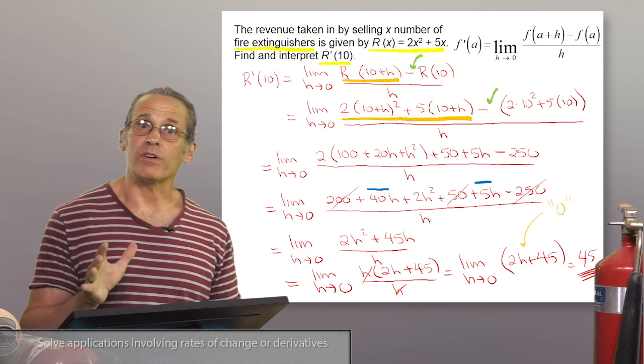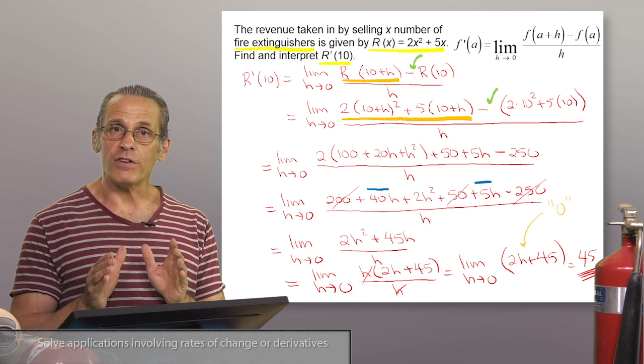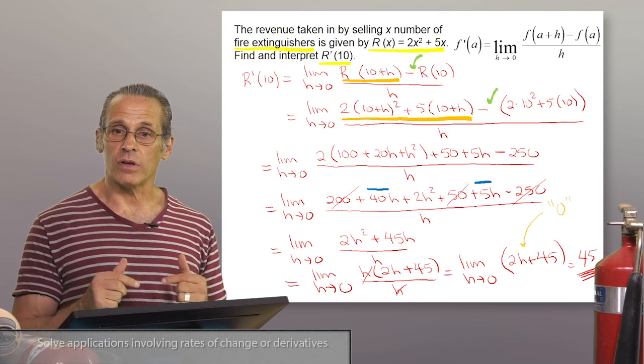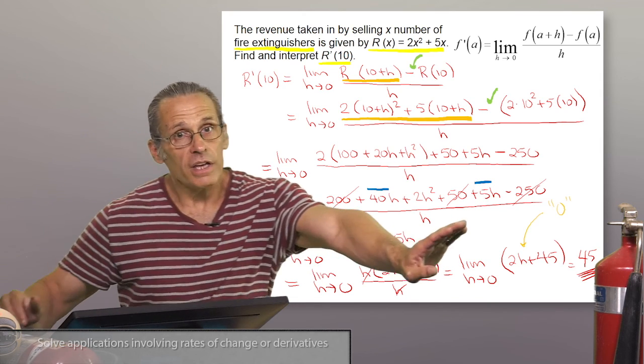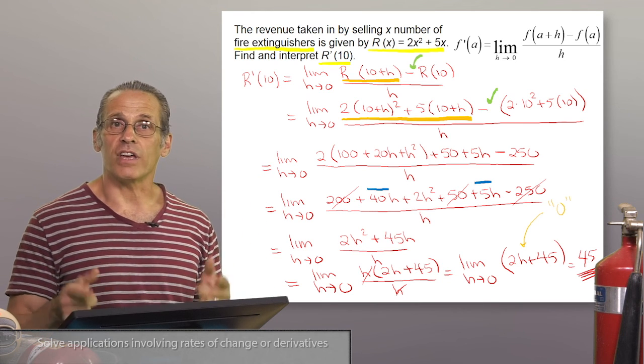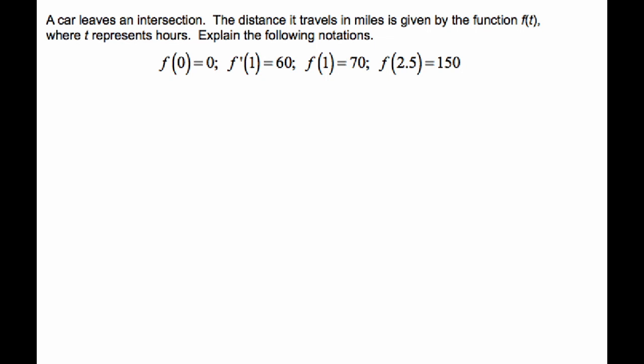Now I have to interpret. What's the interpretation? Well, I found the marginal revenue at 10. Now, revenue is how much I take in sales. So when I sell that 11th fire extinguisher, I'll take in $45 in sales.